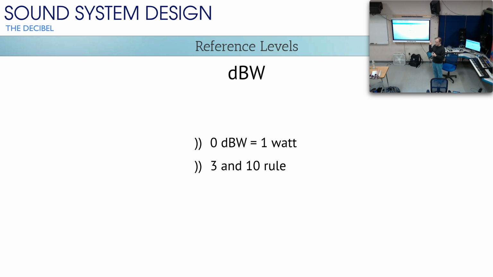But if you want to, you can, and if you see that in a spec sheet, that's what they're talking about. So it's power, so it's the 3 and 10 rule, okay? So you double the power, you go up 3 dBW, multiply that power by 10, you go up 10 dBW. So the general rule, power is 3 and 10, and force is 6 and 20? Great. Or basically everything is 6 and 20 except watts. If it's watts, it's 3 and 10. Everything else, 6 and 20. Okay?